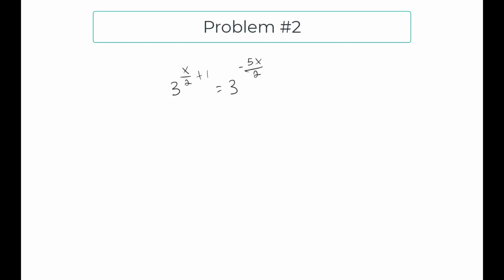For our next problem, let's go ahead and look at 3 to the power of x over 2 plus 1, which is equal to 3 to the negative 5x over 2. So again, what is the value of x that will make our left side equal to our right side?